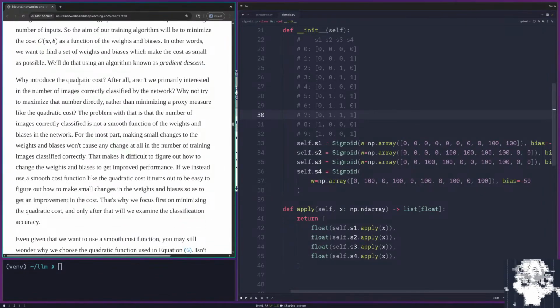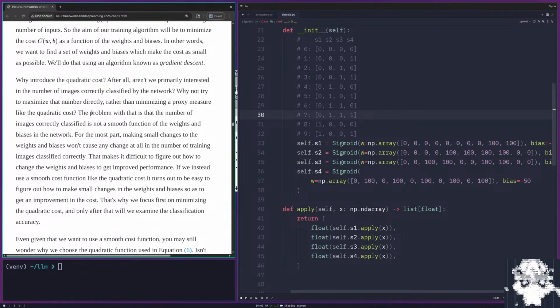Why introduce the quadratic cost? After all, aren't we primarily interested in the number of images correctly classified by the network? Why not try to maximize the number directly, rather than minimizing a proxy measure like the quadratic cost? The problem with that is that the number of images correctly classified is not a smooth function of the weights and biases in the network.